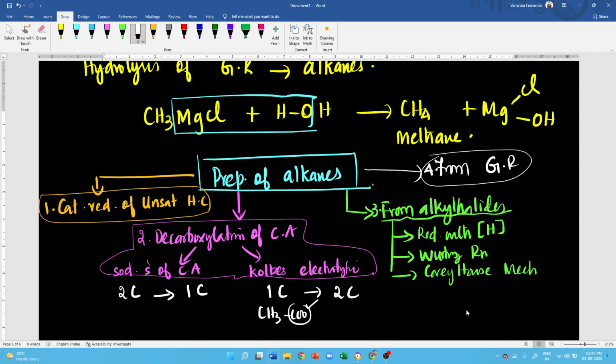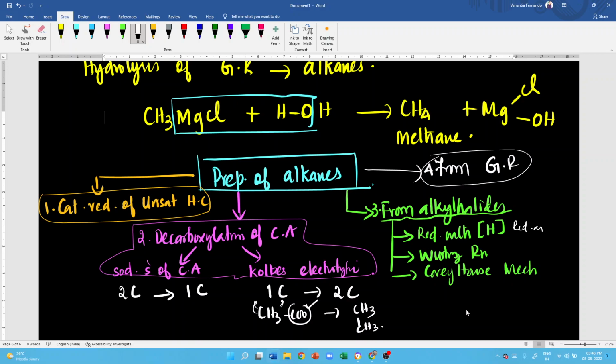I am just referring to the one carbon which is the alkyl group carbon. It has only one carbon, that will dimerize to ethane, CH3CH3. Don't count the carbon present in the carboxylic acid. Leave that, just think about the carbon in the alkyl group, that will dimerize. And coming to the reduction with nascent hydrogen, you must know the reducing agents, it's very important.